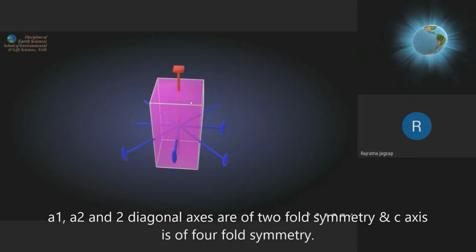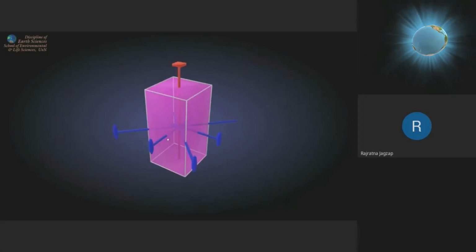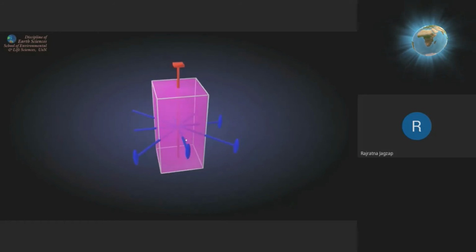What is common between all these axes? They are horizontal. All axes which are blue colored are horizontal. Can you see? They are placed in the horizontal plane. And one is vertical.